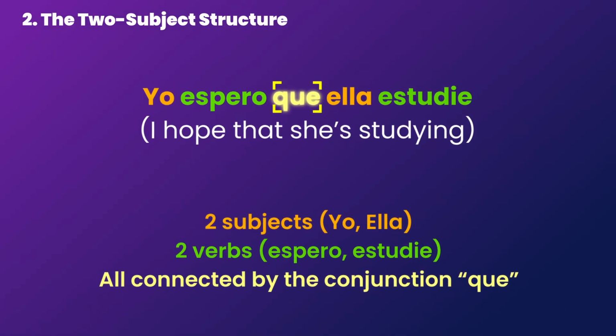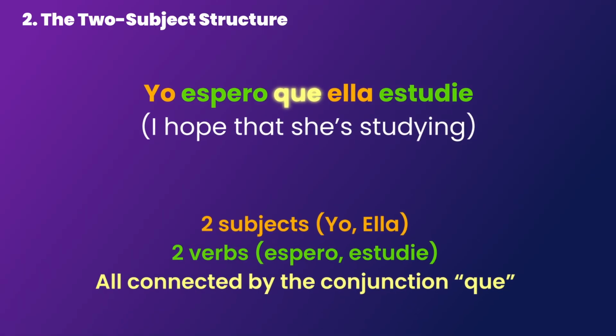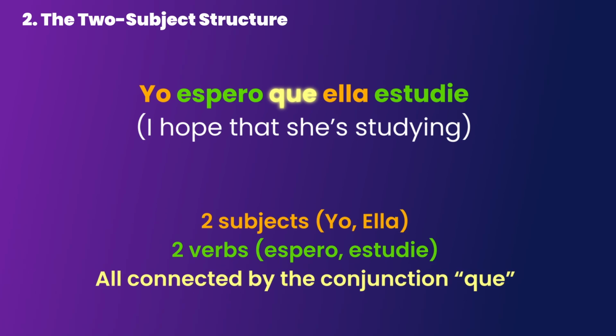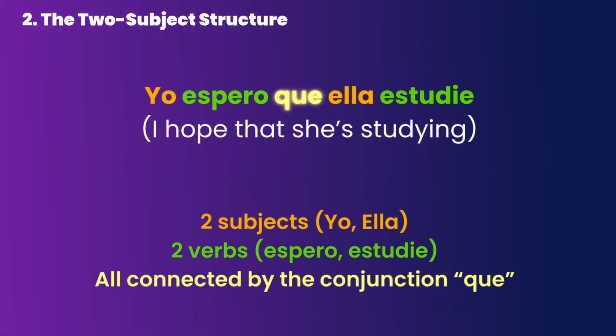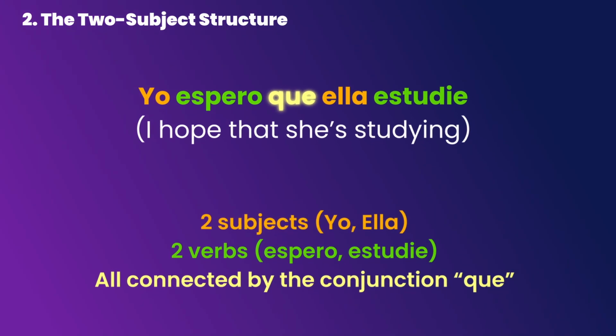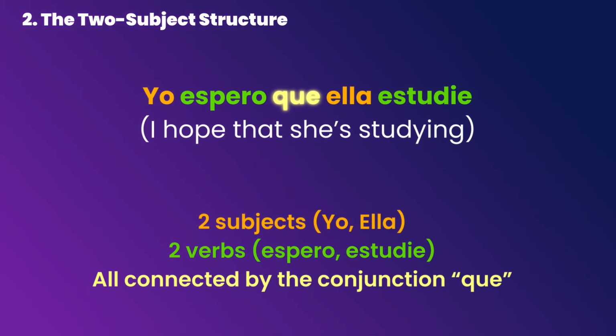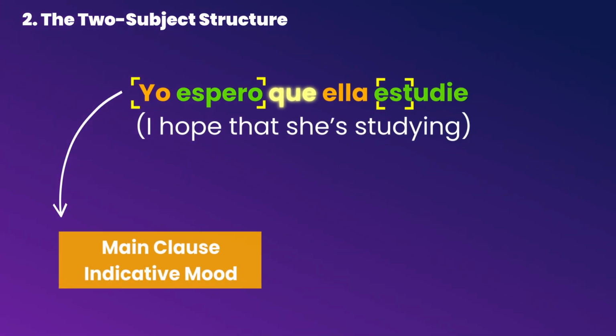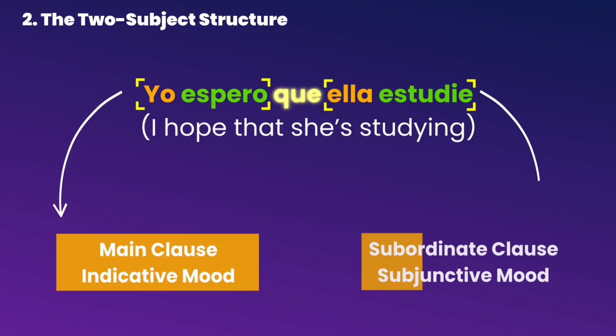The conjunction que is super important here because it separates the main clause from the subordinate clause. In the current example, we have me hoping on the left side acting as a main clause, and on the right side we have her studying, which is our subordinate clause. What's important to note here is that the main clause verb is always using the indicative mood, and the verb in the subordinate clause is represented in subjunctive mood.